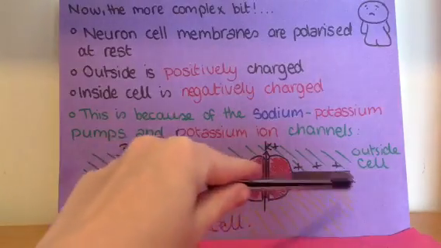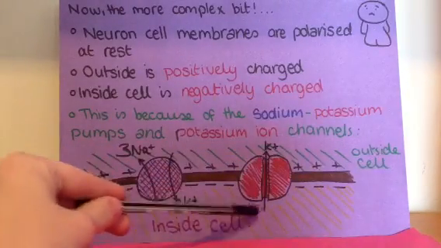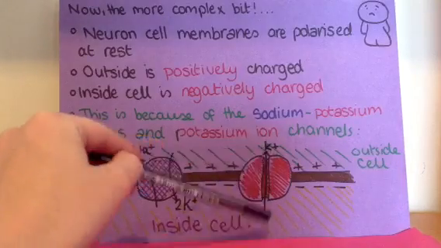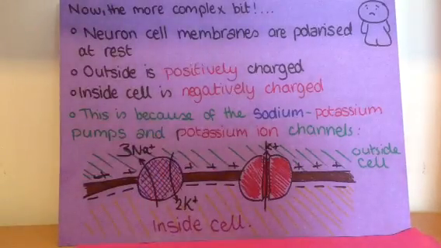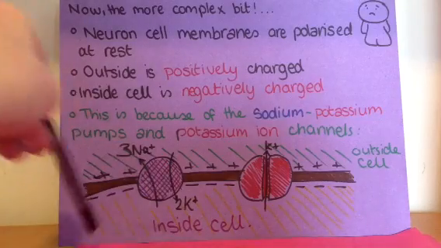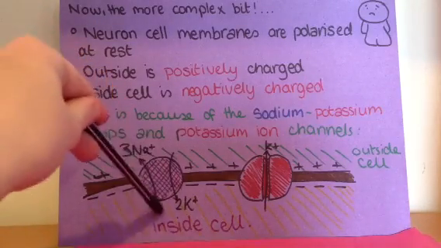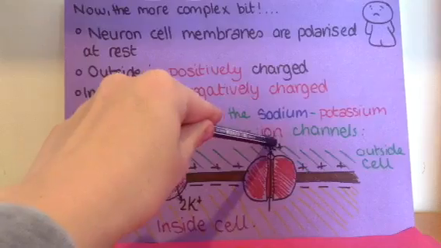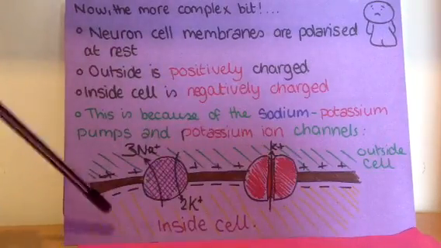And because there's more potassium inside the cell, the potassium is moving back out, passively diffusing out of the cell membrane to the outside of the cell. This basically means that there's constantly positives going out there and positives going out there. So that makes the inside of the cell negative.